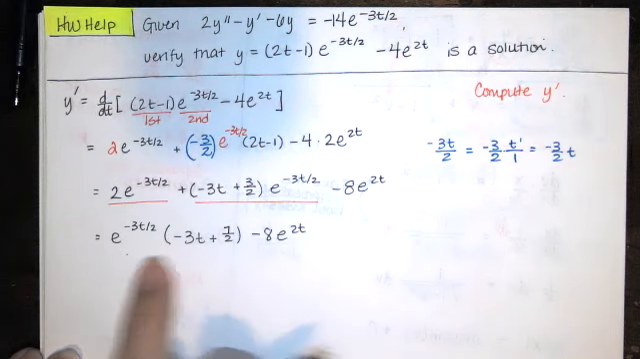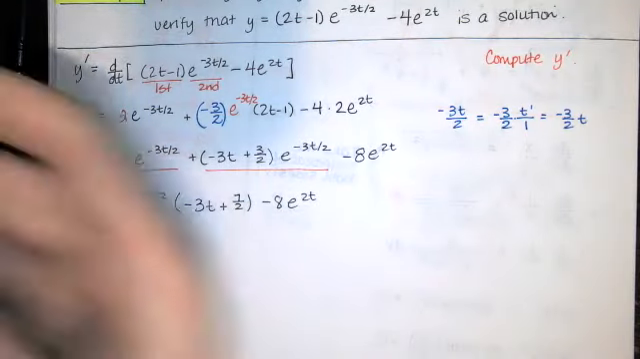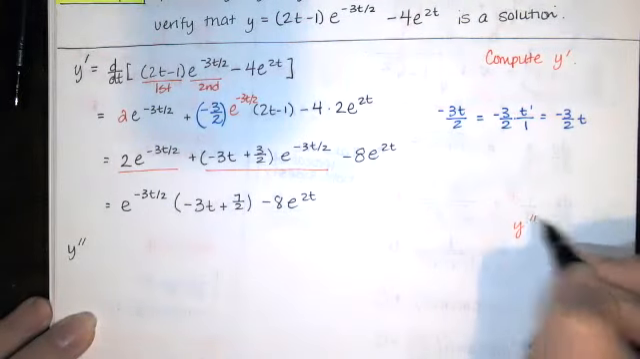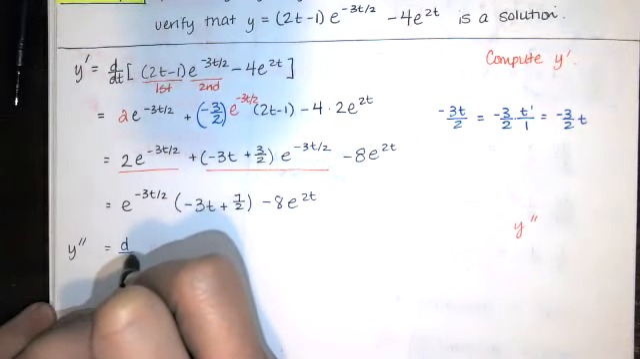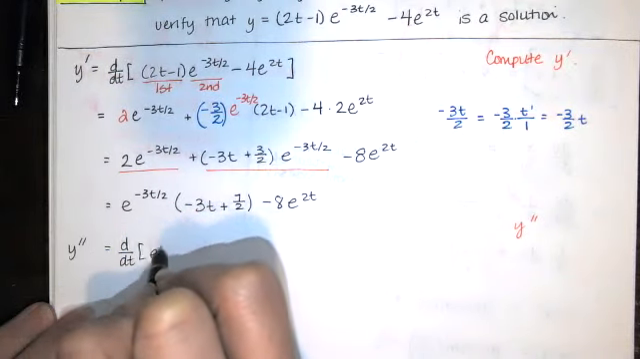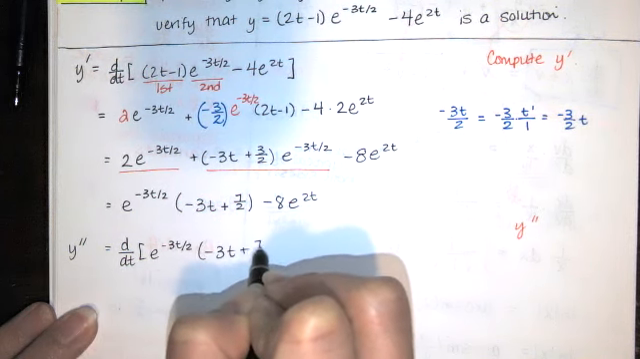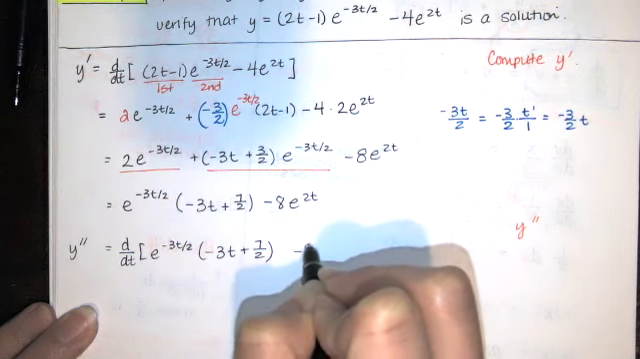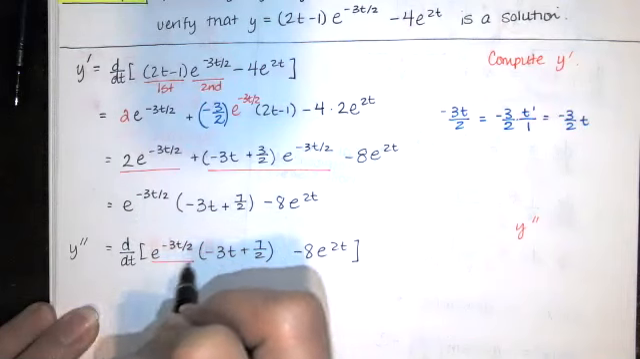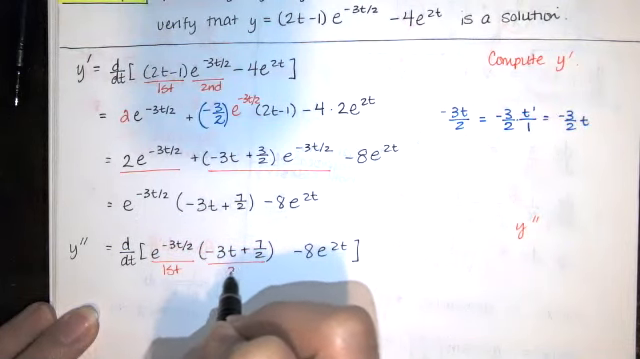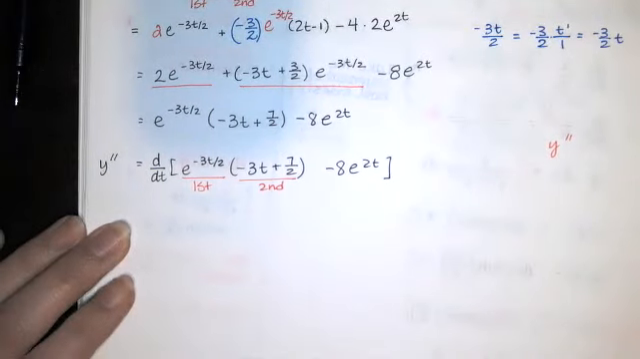Okay, and now we're ready to take the derivative again. And we're taking the second derivative because the differential equation was second order. You don't have to show this step if you don't want to. So I've got a product again, so I'm going to use the product rule again.